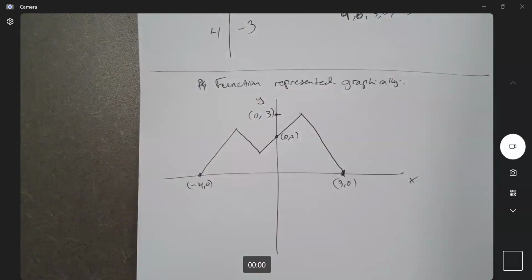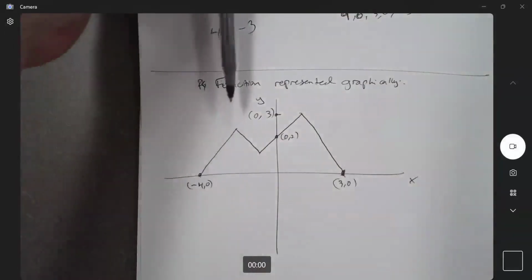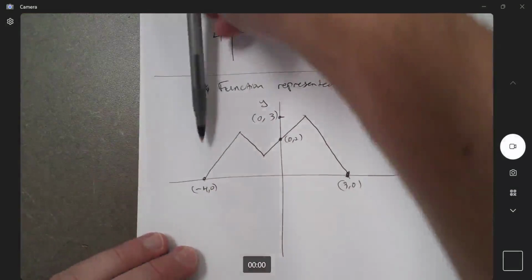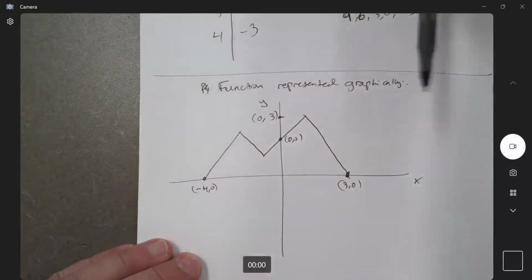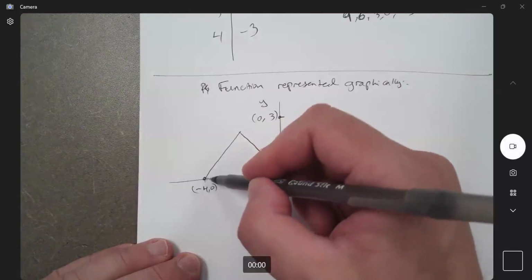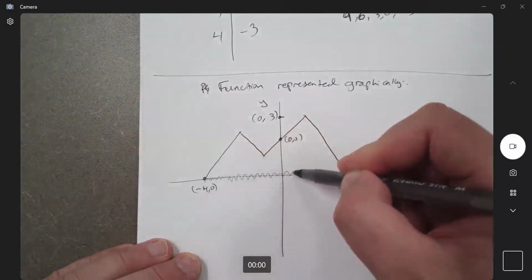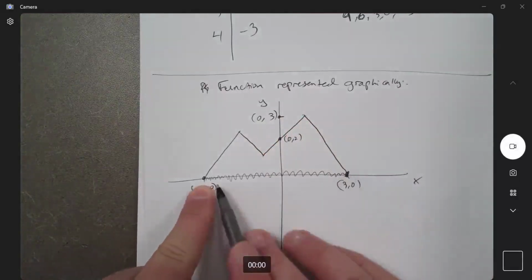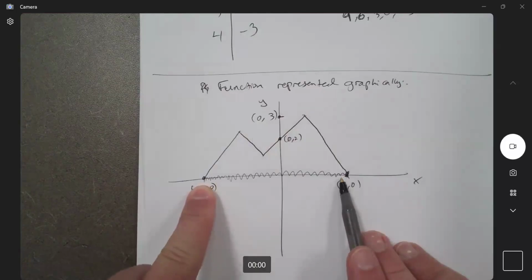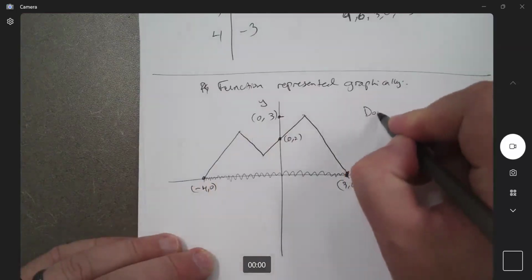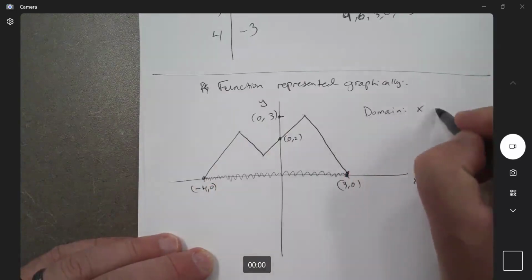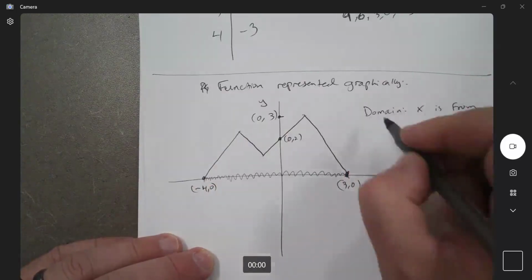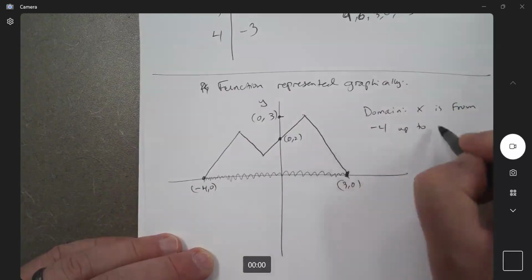So for identifying the domain in a graphical representation, what I like to do is imagine shining a flashlight vertically and seeing where the shadow lands on the x-axis. If I shine this flashlight vertically, I'm going to have a shadow that stretches from here to here. Those are the x values where the function lives. So the domain would be x is from -4 up to 3.